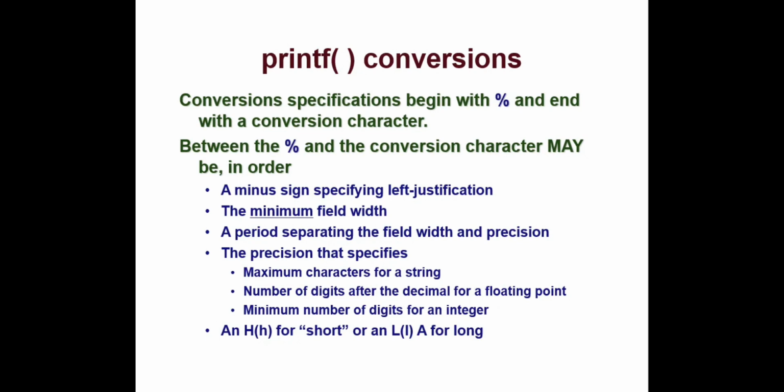Printf conversions. Conversion specifications begin with a percent sign and end with a conversion character. Between the percent sign and the conversion character may be, in order: a minus sign specifying left justification, the minimum field width, and a period separating the field width and precision. The precision specifies the maximum characters for a string, the number of digits after the decimal for a floating point, or the minimum number of digits for an integer, and an h or an l for long.